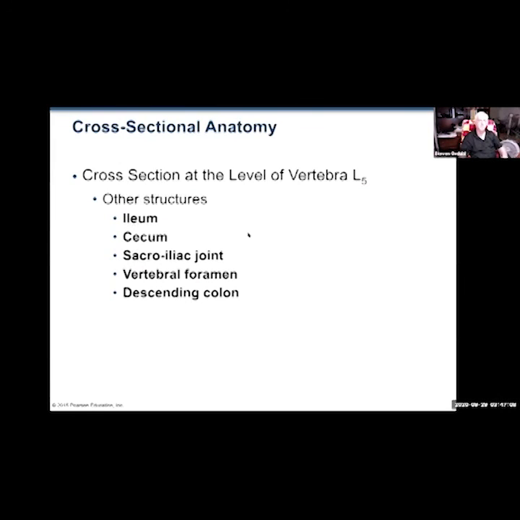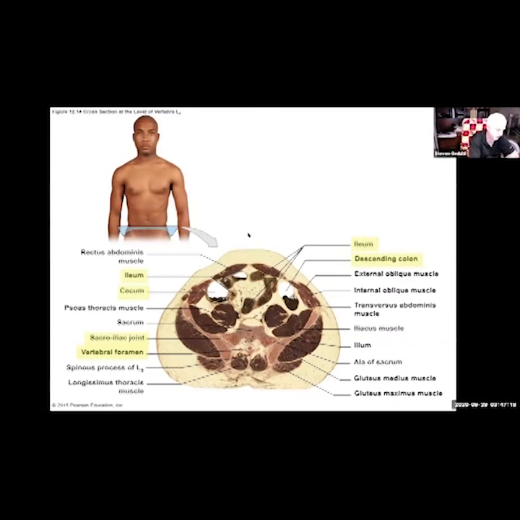All right, other structures are the ilium, the cecum, sacroiliac joint, vertebral foramen, and the descending colon. Again, the descending colon is part of the large intestine. The ileum, the small intestine. The ileum over here too. The cecum is the junction between the small intestine and the large intestine, and the sacroiliac joint is between these two bones right here. And the vertebral foramen.